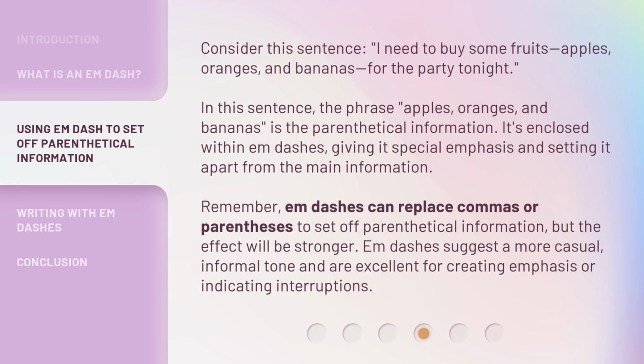Consider this sentence. I need to buy some fruits—apples, oranges, and bananas—for the party tonight. In this sentence, the phrase, apples, oranges, and bananas, is the parenthetical information. It's enclosed within em dashes, giving it special emphasis and setting it apart from the main information.